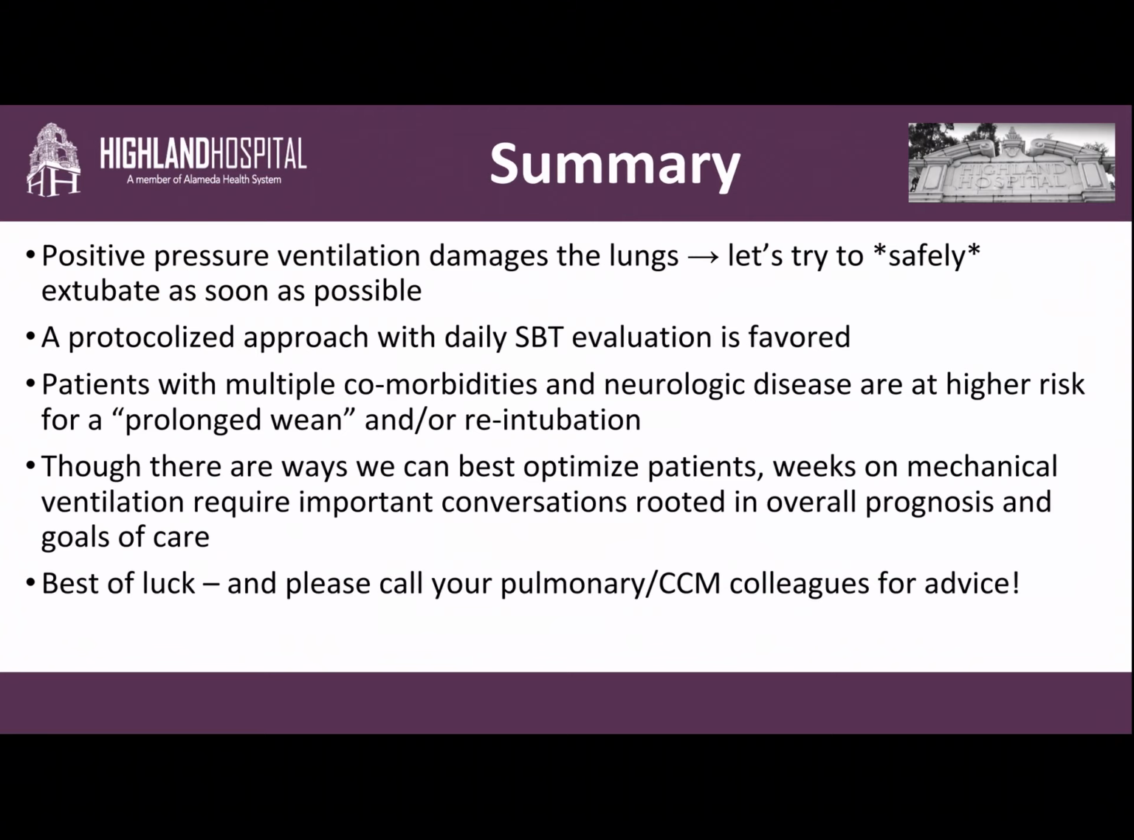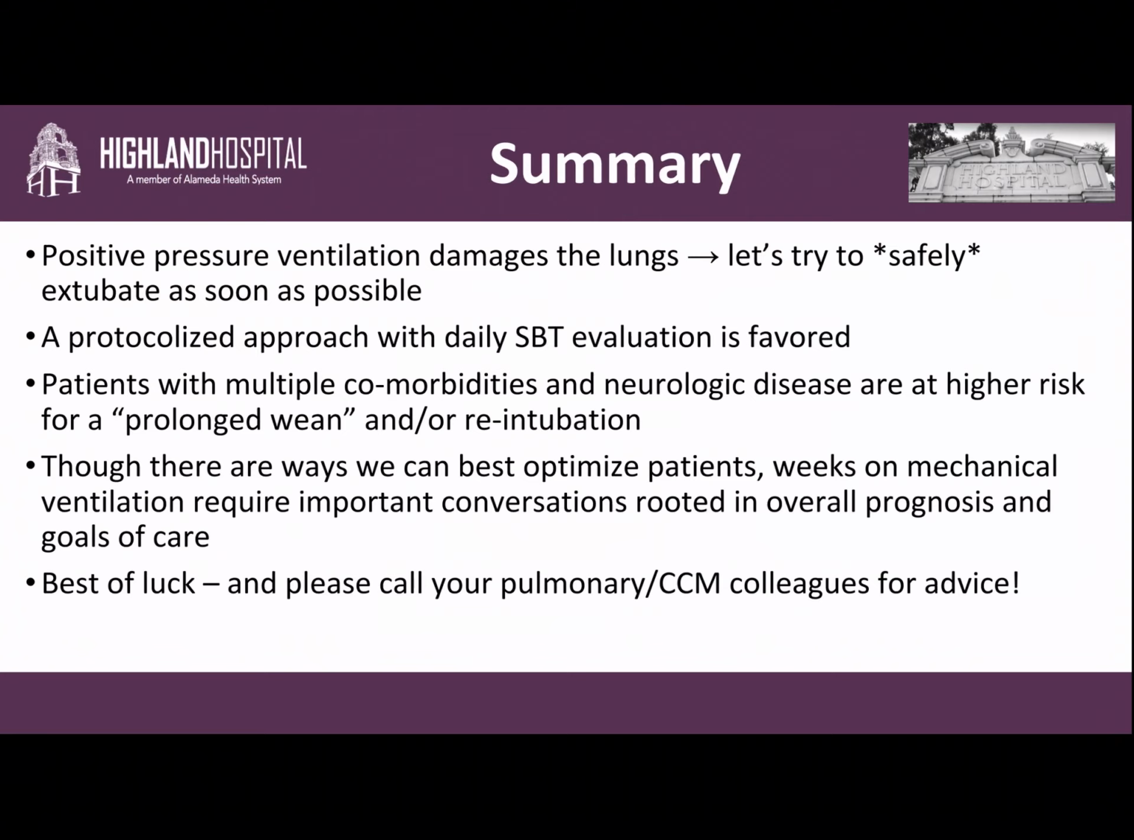Patients with multiple comorbidities, such as CHF, COPD, and neurologic disease, are at higher risk for a prolonged wean and/or reintubation. So these patients should be managed very carefully, and after extubation, they should be watched closely.